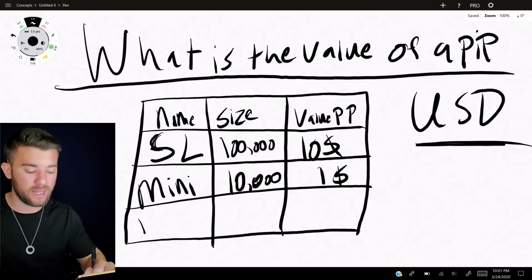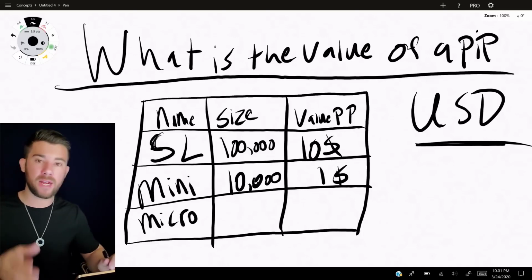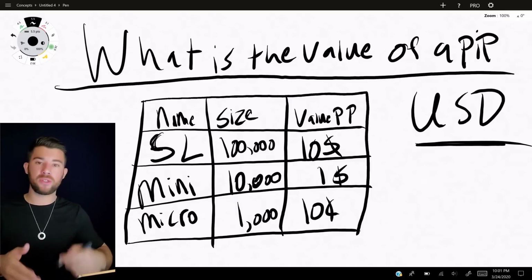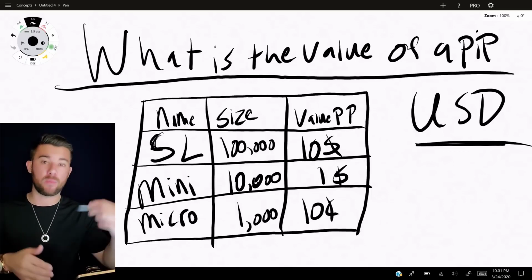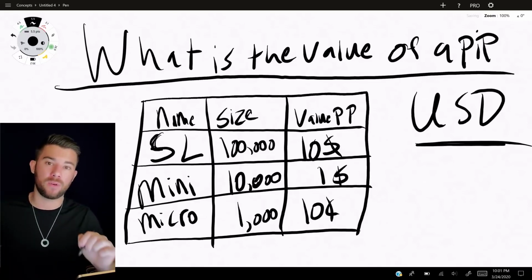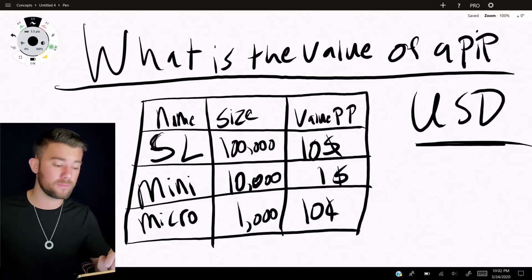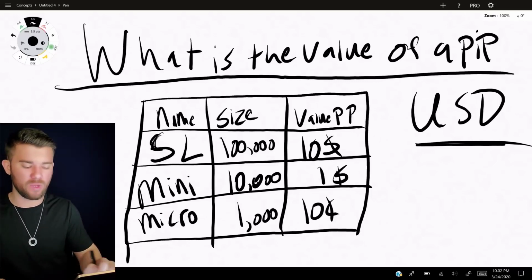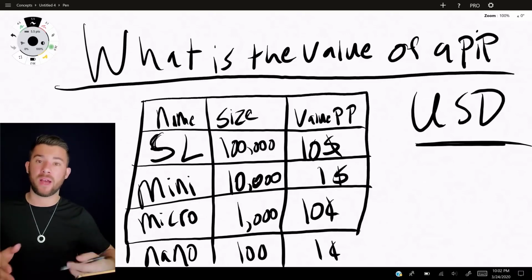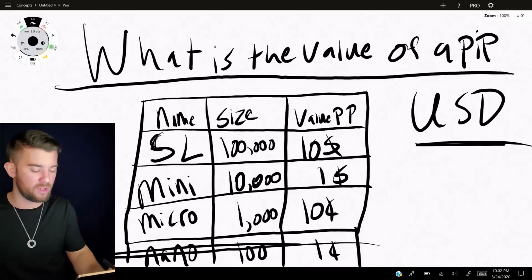And the last lot we're going to take a look at is the micro lot. The micro lot means you're controlling 1,000 units of a certain currency, and that means that you are losing or gaining 10 cents per pip. So every pip that the market moves is going to be 10 cents up or down in your account if you're trading a micro lot. And the last one that we're not going to dive deep into at all is called a nano lot. A nano lot means that you're controlling 100 units of currency, and every movement of a pip is worth a penny. The value per pip is a penny, which is something that we're not even going to worry about.